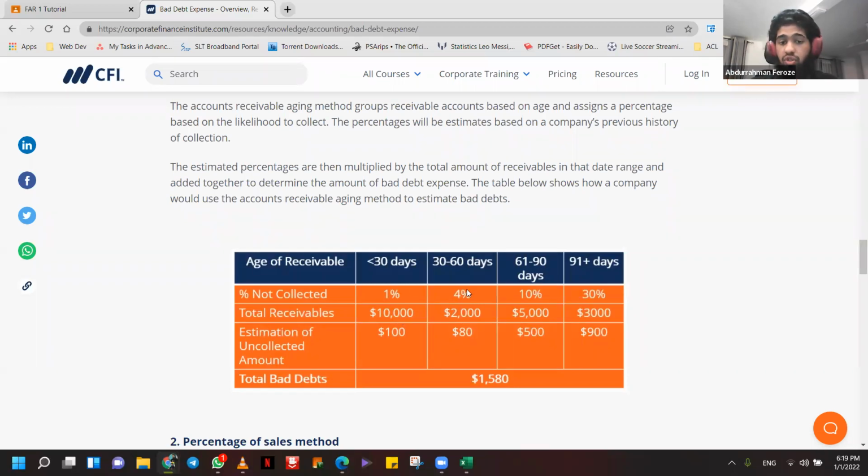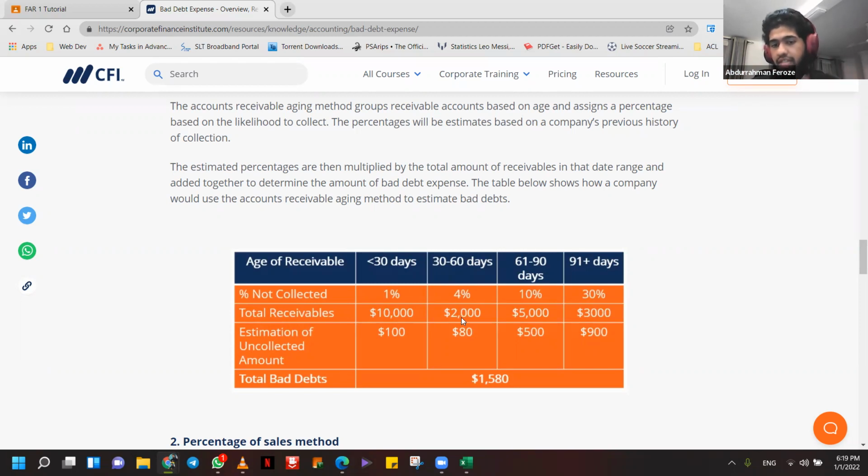Now, if this customer has gone between 30 to 60 days without paying what is owed to the company, then there is an increase of allowance. So now they have said that, okay, from the 2,000 owed between 30 to 60 days, it has been more than 30 days since he has not paid. So we will estimate that 4% of what he owes to us, he will not pay.